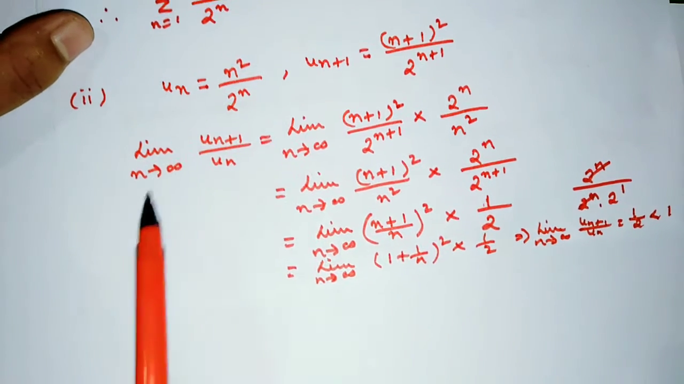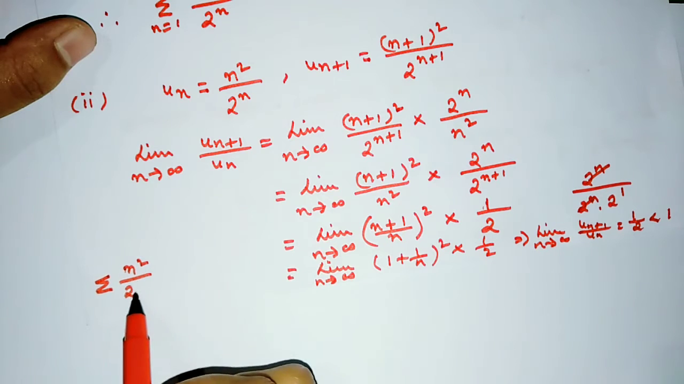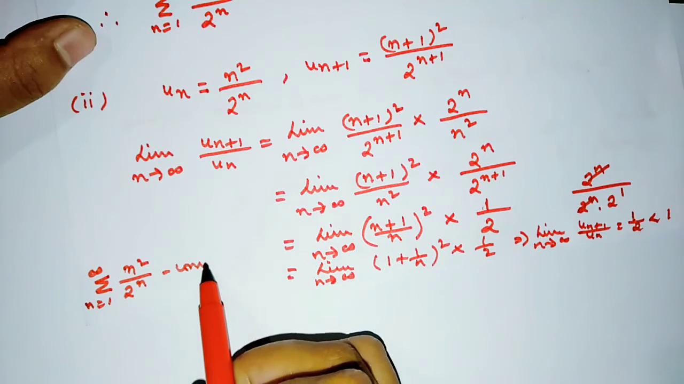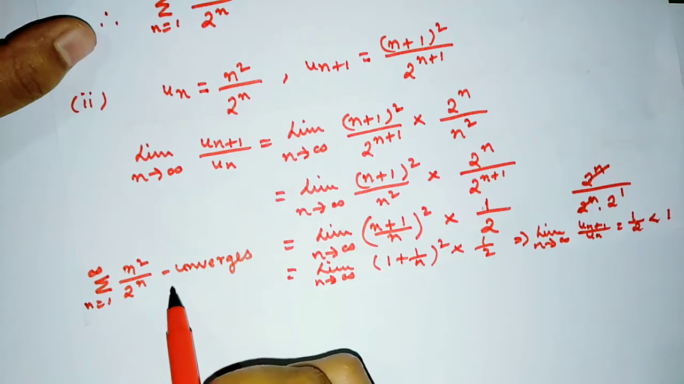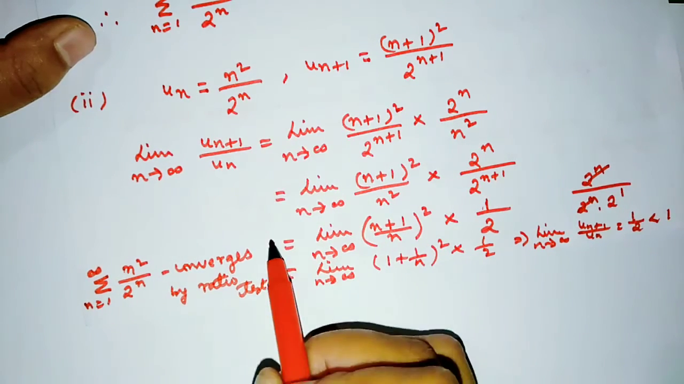So what can we say about this given series? That summation n square by 2 to the power n converges by the ratio test, by the D'Alembert's ratio test.